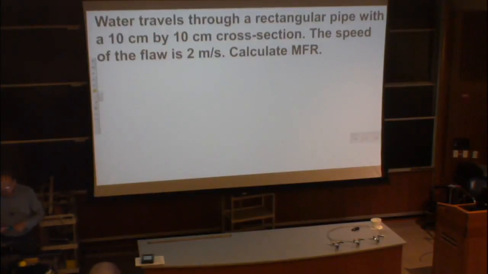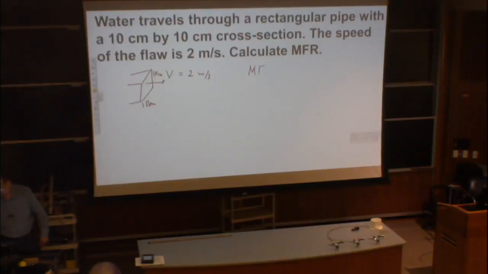Okay. Water travels through a rectangular pipe. A rectangular pipe looks like this. It's like an air duct. So that is the speed. 10 centimeters by 10 centimeters. And this equals 2 meters per second.